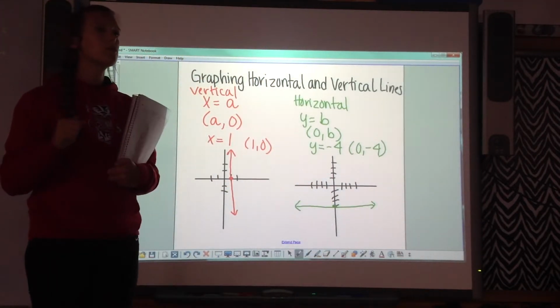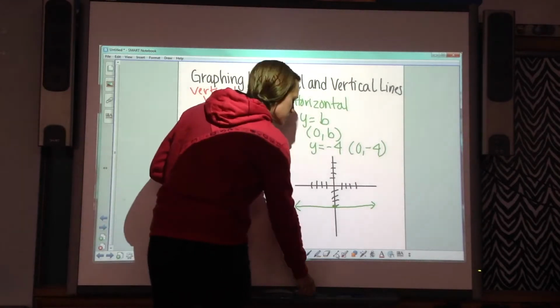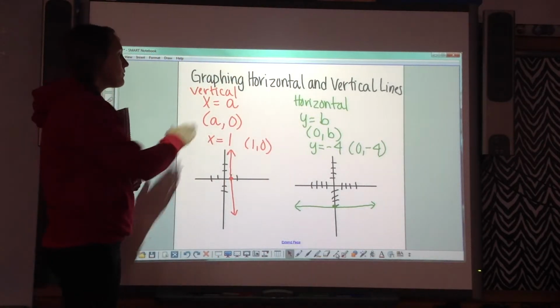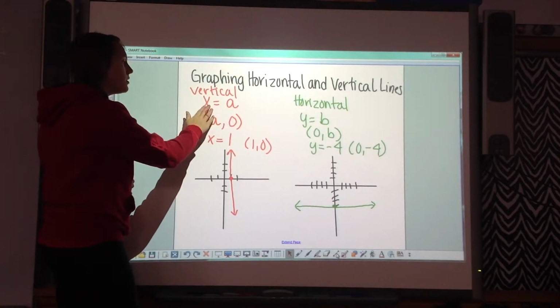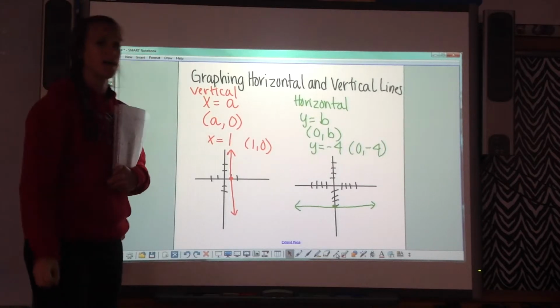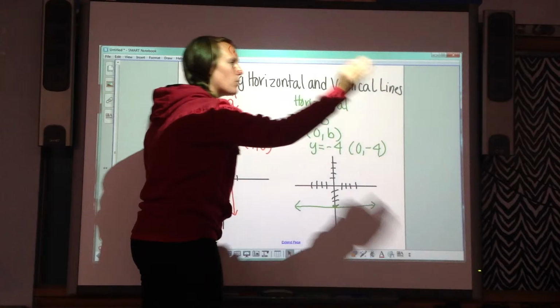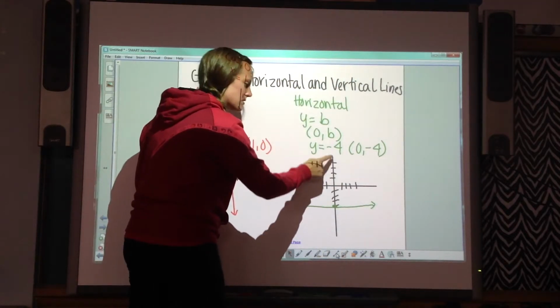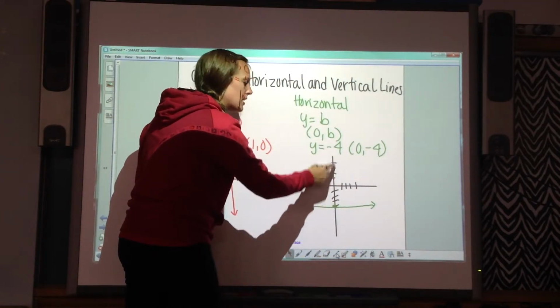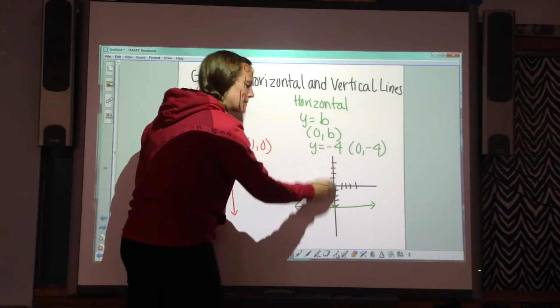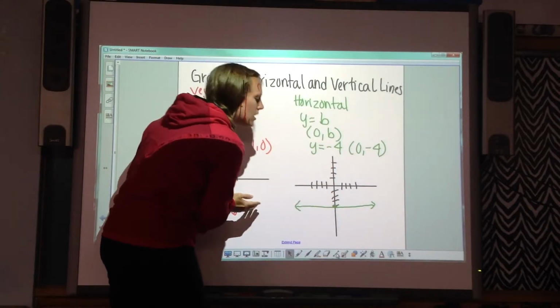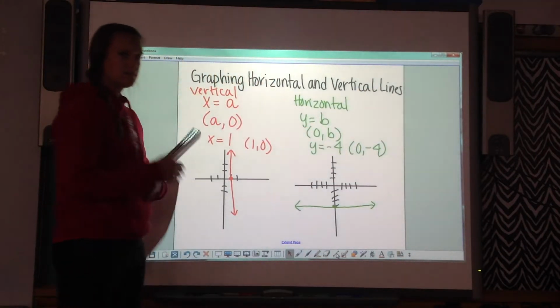It's important to remember, because kids get this confused, whenever you have x equals a number, that line goes through the x-axis. Whenever you have y equals a number, that line goes through the y-axis. It's not, see how this is the y-axis? Do you see how it's not going in the same direction as the y-axis? It goes through the y-axis.